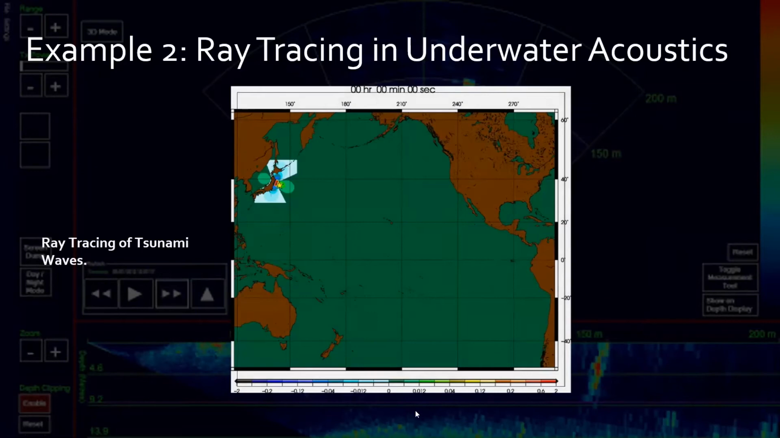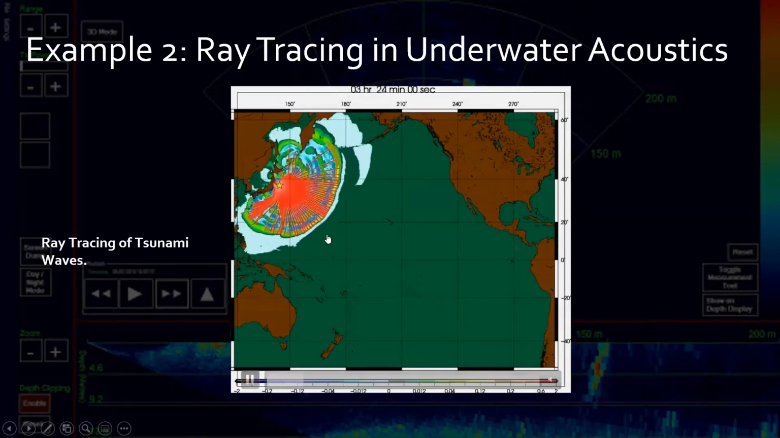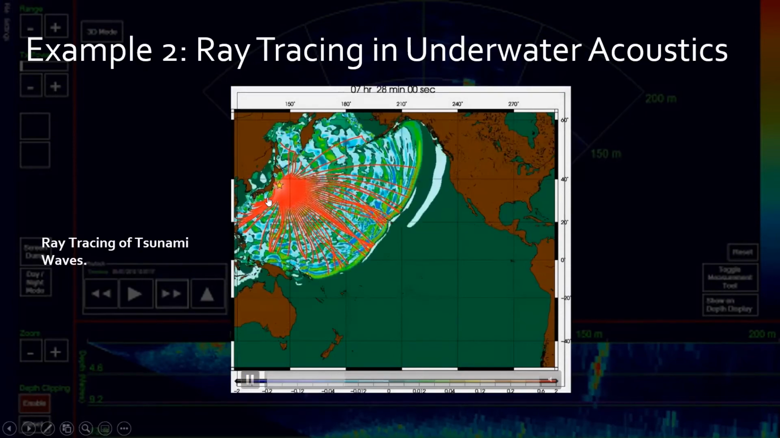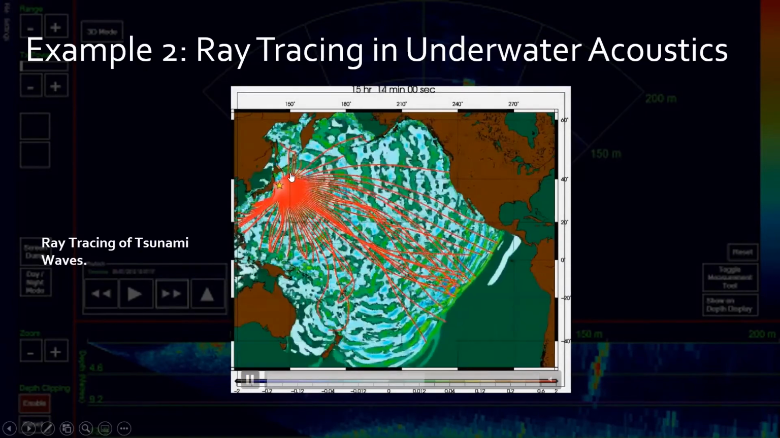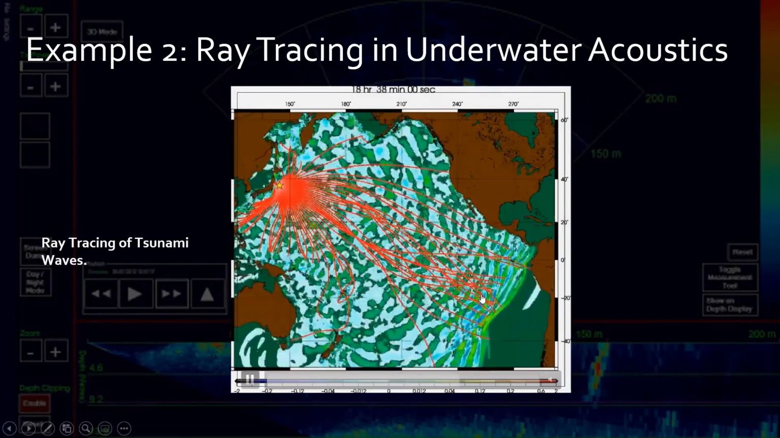So over here, you can see they use ray tracing to show the waves of a tsunami. These are tsunami waves right now, and they're basically tracing where it goes.